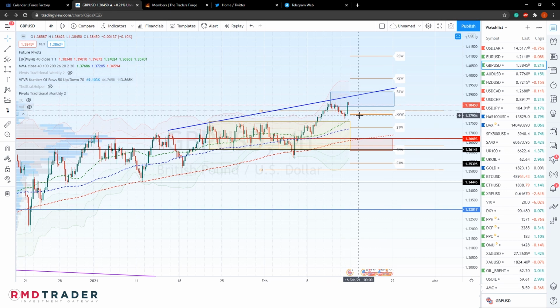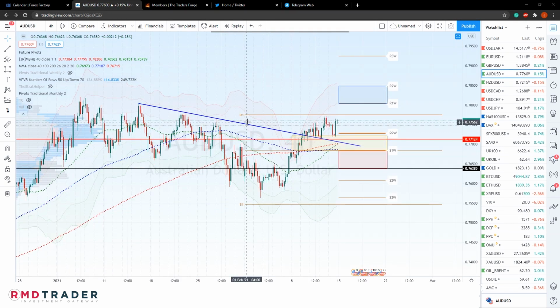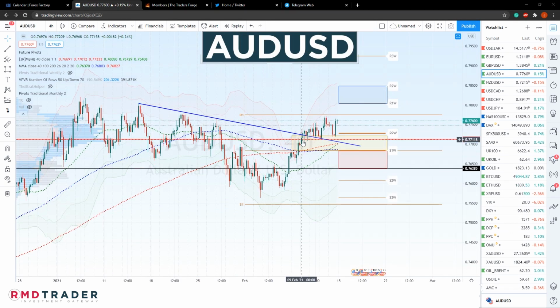A break below that could see price move towards the lower end of this channel, which is indicated by our 4-hour 200 SMA, and that could be in the vicinity of perhaps that weekly S1 pivot at 1.372 and at this area of 1.367. We are moving on now to the Australian dollar to USD.